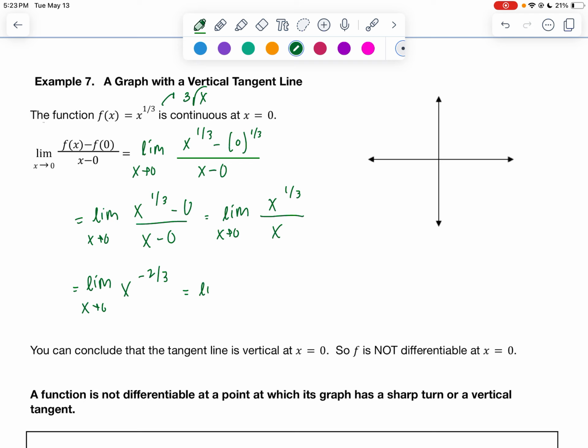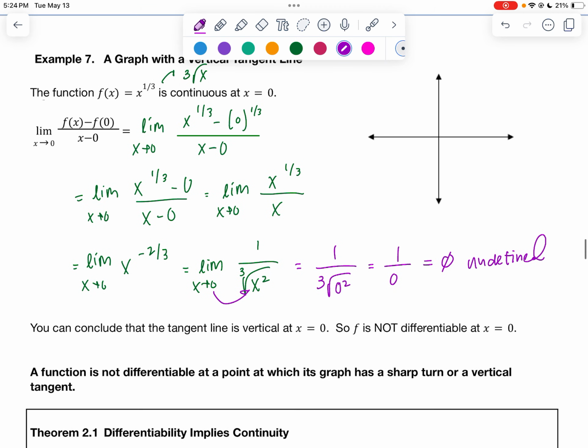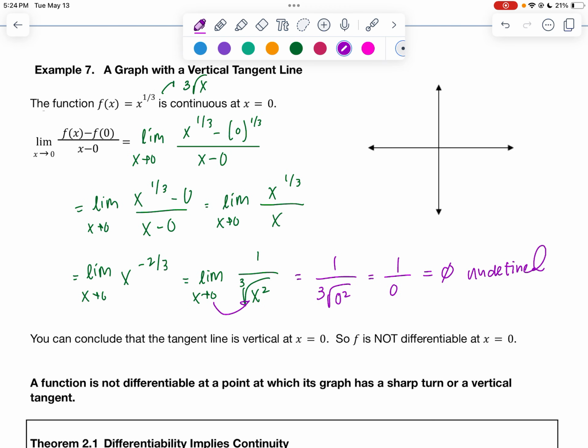I can keep going, the limit as x is approaching 0. This becomes 1 over the cubed root of x squared. And then here's when I can plug in 0, so use direct substitution. This becomes the cubed root of 0 squared, or in other words, 1 over 0. Therefore, it is undefined. Right? So as x is approaching 0 in this case, it has an undefined value. So therefore, at x is equal to 0, there's a vertical tangent line.